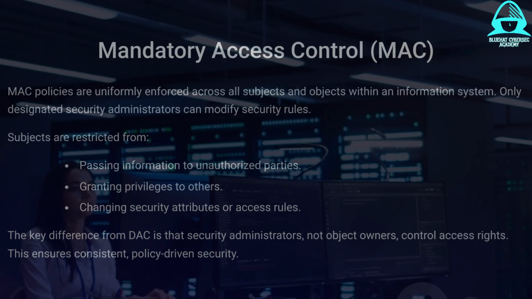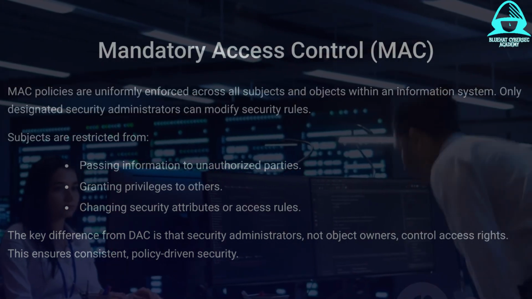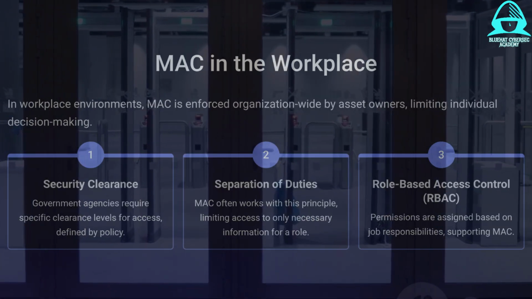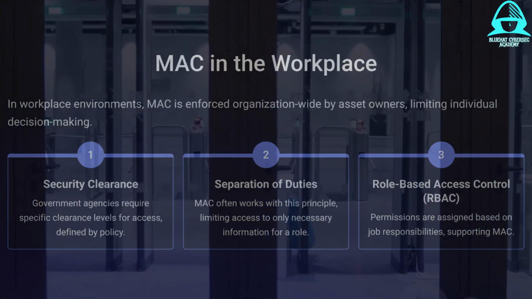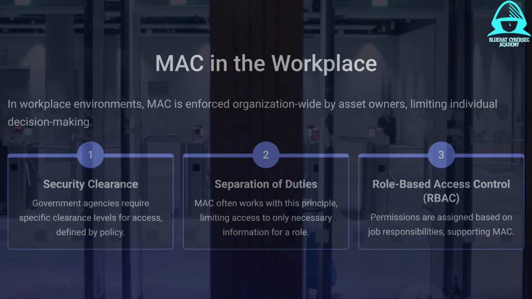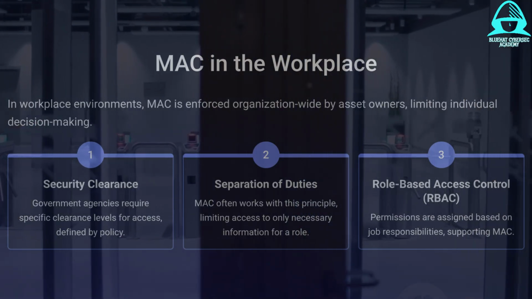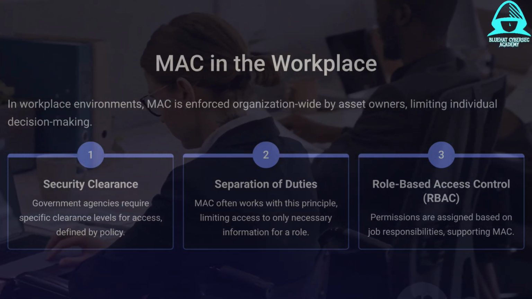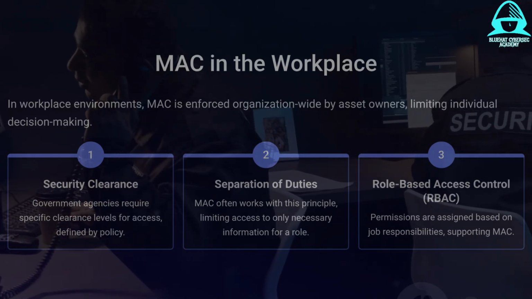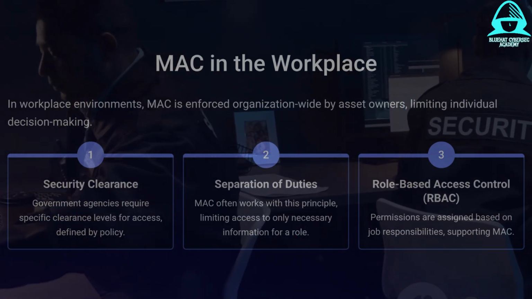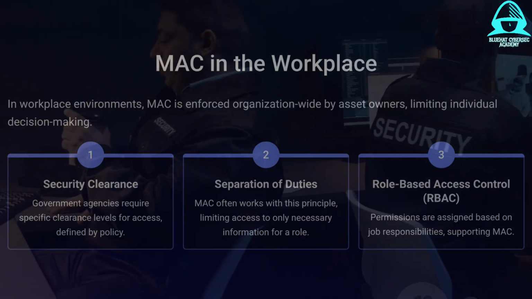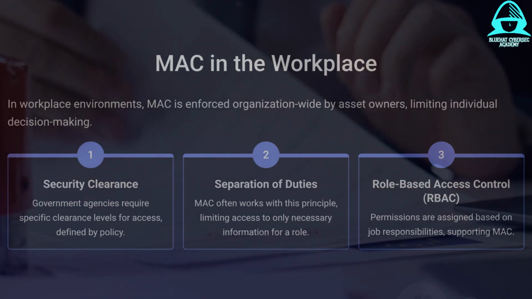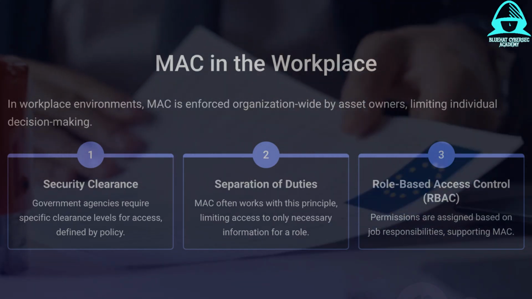Now that we know what MAC is, let's see how this system functions in real-world organizational settings. In workplace environments, mandatory access control is enforced by the asset owner on an organization-wide basis, so there's really not much room for individual decision-making. For example, in certain government agencies, personnel must have a specific level of security clearance to access certain areas. This level of access is defined by government policy, not by individual judgment.